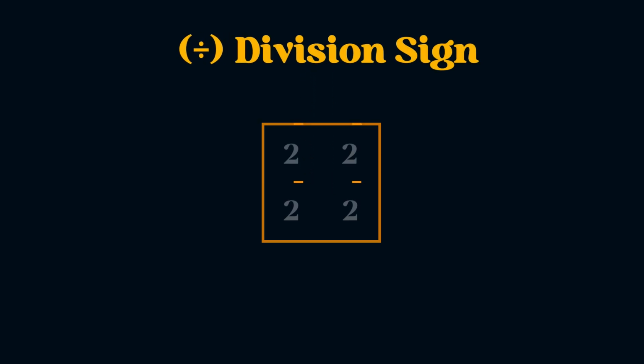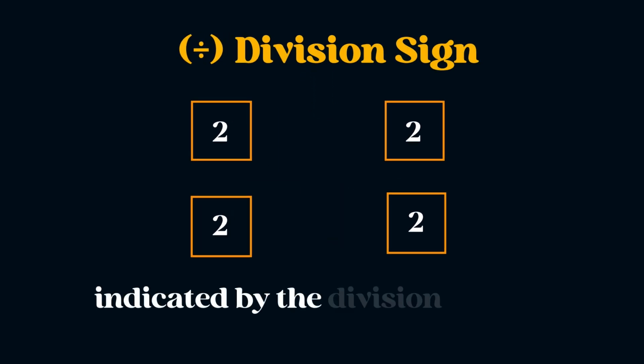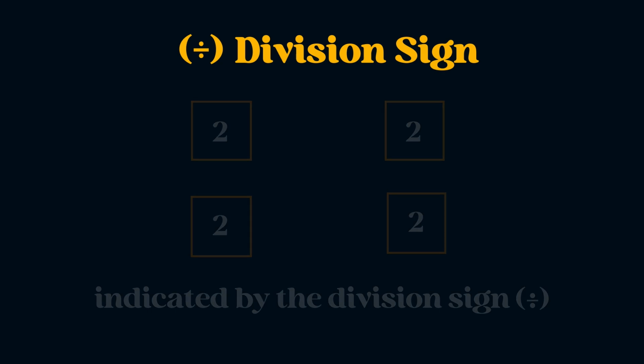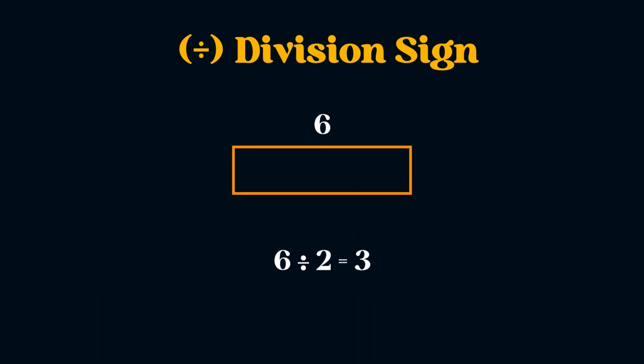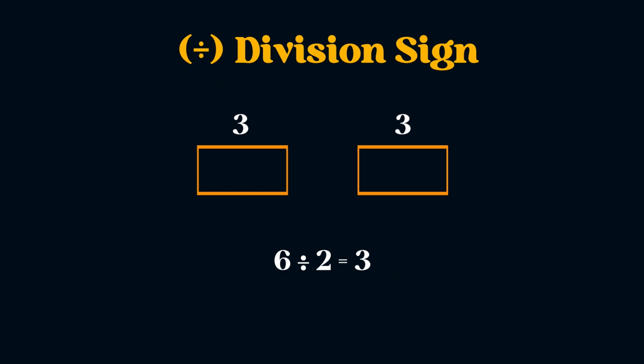4. Division sign. Division splits a quantity into equal parts, indicated by the division sign. For example, 6 divided by 2 is equal to 3, meaning 6 is divided into 2 equal groups of 3.